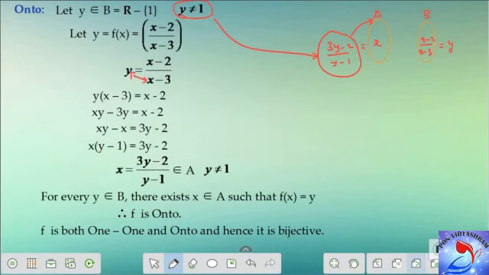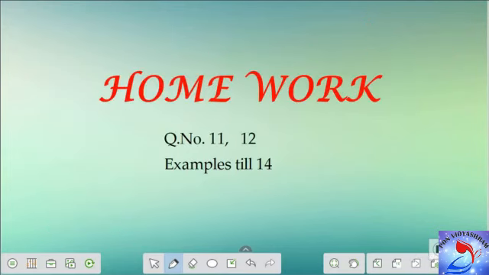With this, let me conclude the session by giving you a few problems for your homework. Here are the homework problems for you: question number 11 and 12 of the exercise. These are the two remaining problems in the exercise to complete it, and complete all the examples till example 14, which will make you complete the entire section.